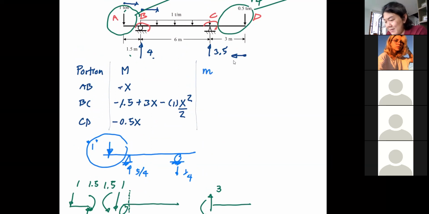for AB, it's the same. So it's minus x. But this is a constant moment of minus 1.5 plus x over 4. But then for CD, you see, because this system has no load on this portion, we might as well remove this. Zero force. So it doesn't affect our structure, and this becomes 0. So that's the second case. Now we move on to the third case.